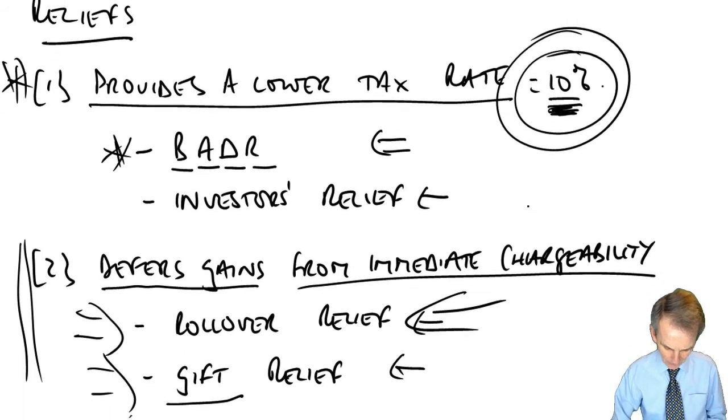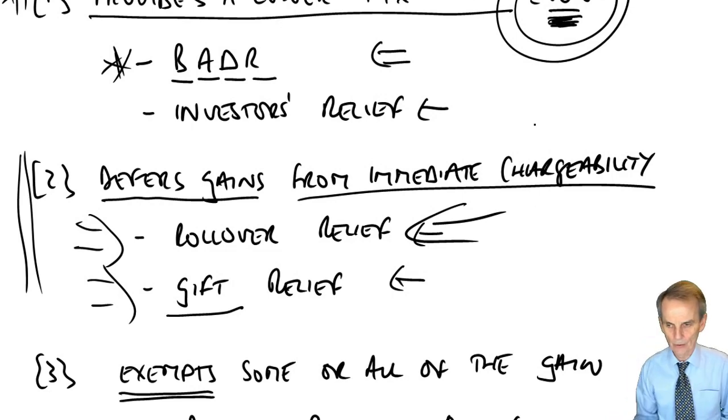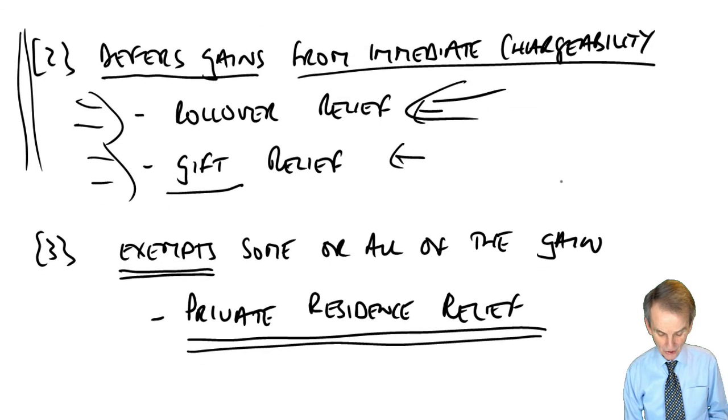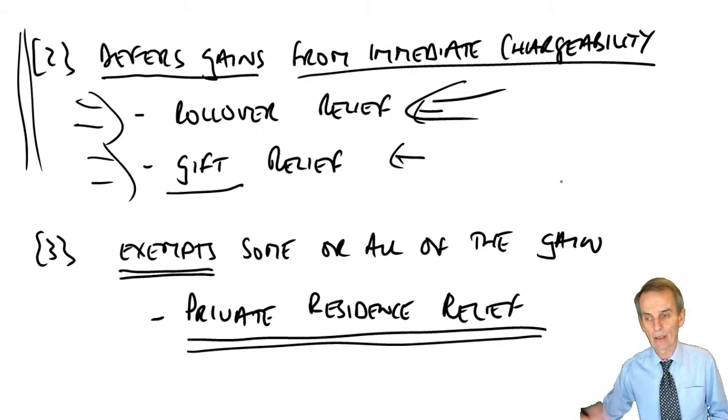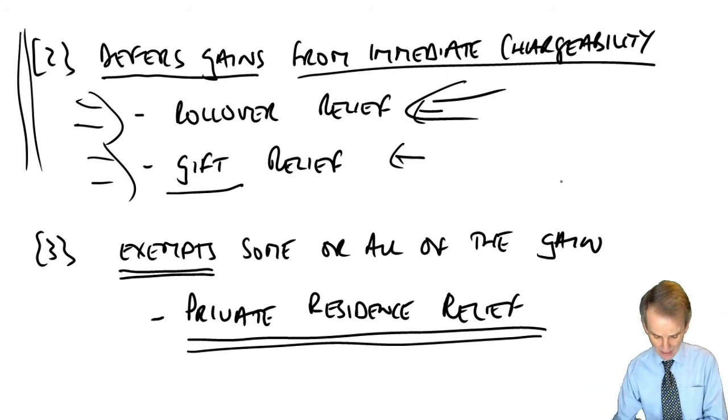What type of relief is it? Is it one, as with our first two, that reduces the tax rate? We get this 10% instead of what would presumably have been a 20% CGT rate. Does it defer the gain from immediate chargeability to a future point in time, and maybe even change the responsibility for the tax on such a gain away from the donor to the donee, i.e.